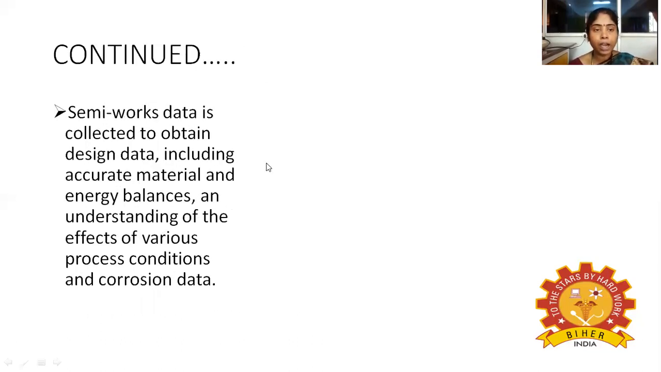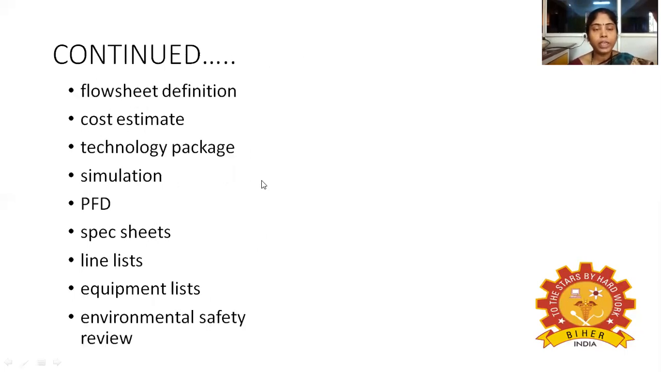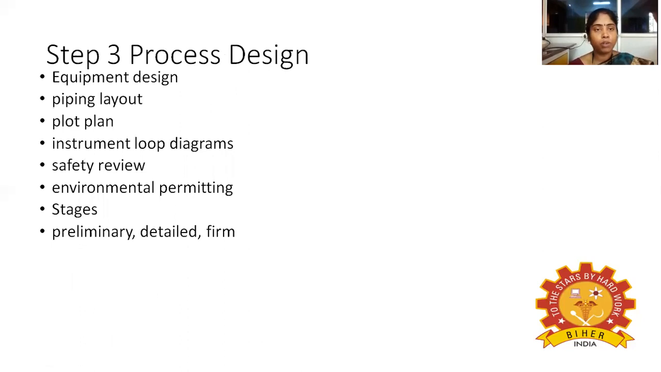This data also includes your designing, which includes your materials and energy balance, and understanding the effect of various process conditions. So it is like the semi-works data of a conceptual design. Here it represents the flow definition, cost estimation, simulation, process flow diagram, line list, equipment list, the safety and environmental review, and the specification sheets. Everything has to be taken into consideration from the quick survey of a feasibility survey, for a quick estimation of our data.